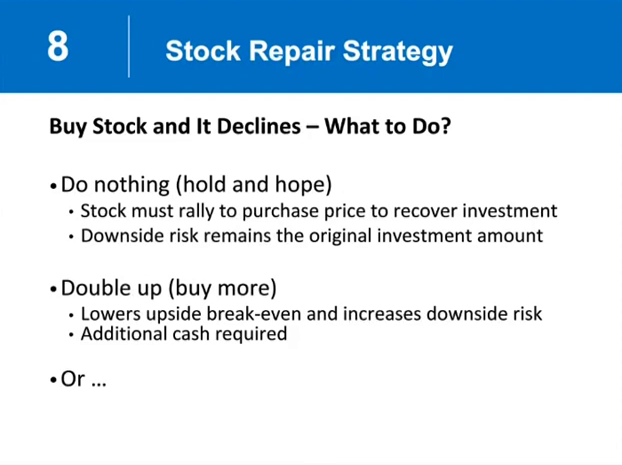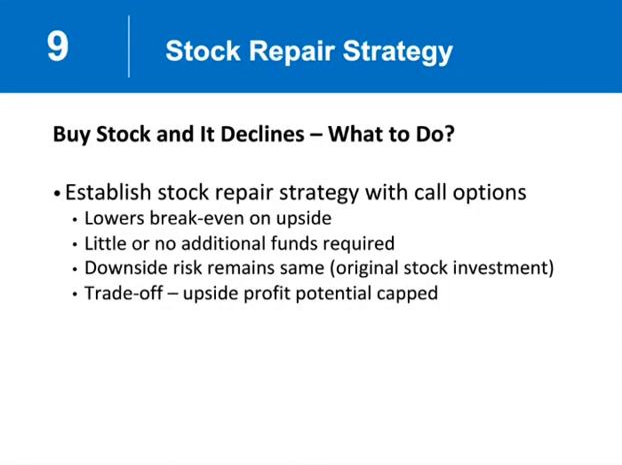Some also consider, they believed in XYZ at $50, and at 45 or 40, they believe in it that much more, and they double up. And obviously, you have to have the buying power to be able to do that. You want to make sure that potentially you're diversified and you're not putting too many apples into one basket. So holding and hoping, not necessarily an ideal scenario. Doubling up, it really depends on you. Or you could consider this whole idea of establishing a stock repair strategy with call options.